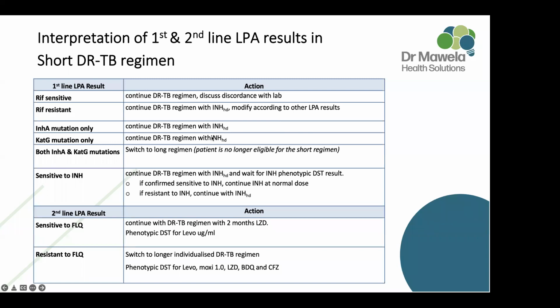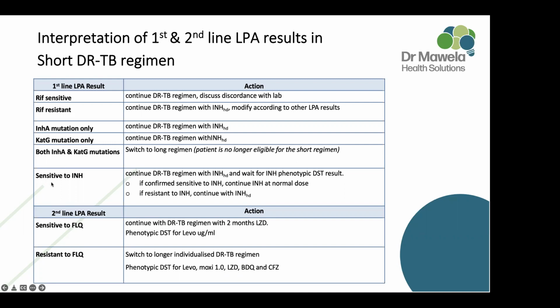It's just a decision to say if there's KG, because KG is a high level mutation against INH, you then need to increase your dose of INH to give the highest possible doses for KG. However, if your patient has both INHA and KG mutations, remember these patients are not eligible for a short regimen. They will always get a long regimen for your drug-resistant TB because they've got both INH mutations in the same TB.